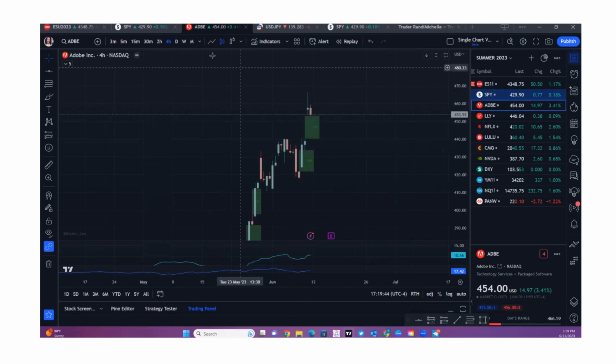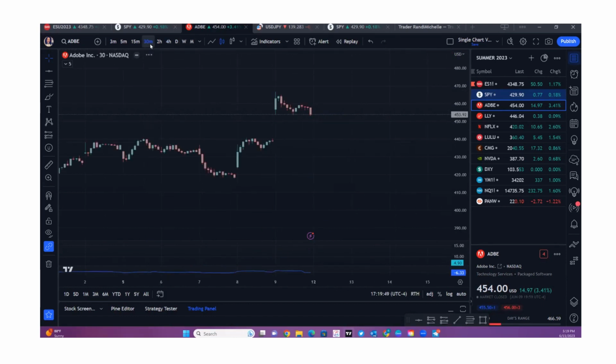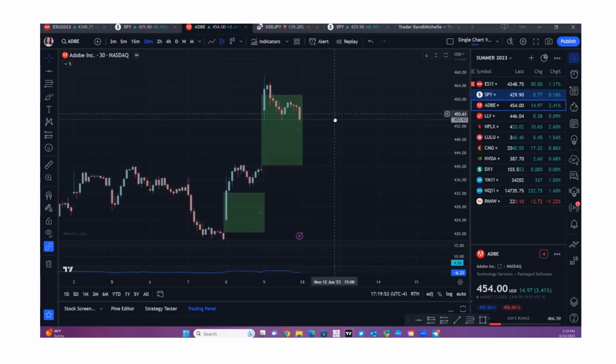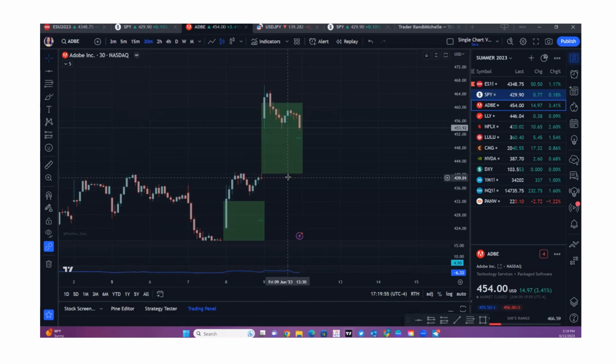Because I'm not really swing trading. So Adobe is coming down great. Everything about this looks like it wants to fill the gap down. And Adobe is gonna do what it wants to do. So I'm convinced that Adobe wants to fill the gap down.